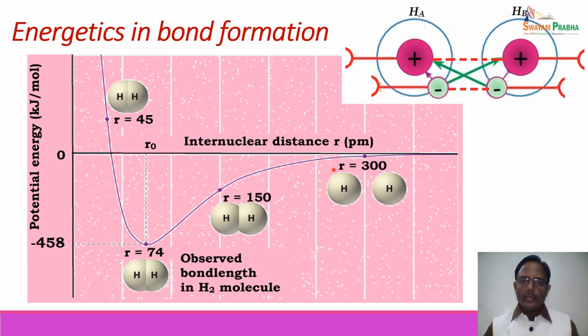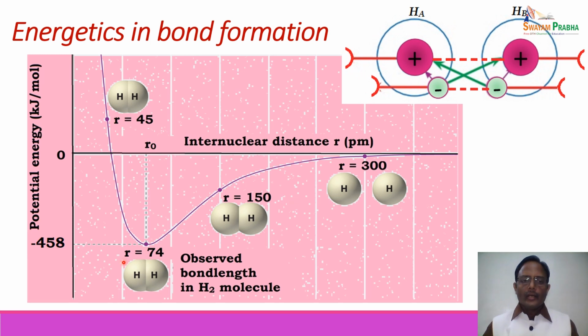Suppose at a particular moment the internuclear distance R is around 300 picometers. At this point, the attractive forces are highly predominant and the atoms come closer and closer with release of energy, so the potential energy of the system decreases continuously. At R equal to 150 picometers, there is slight overlapping of the valence orbitals. Further, as the atoms come closer, we reach a particular distance of R equal to 74 picometers.